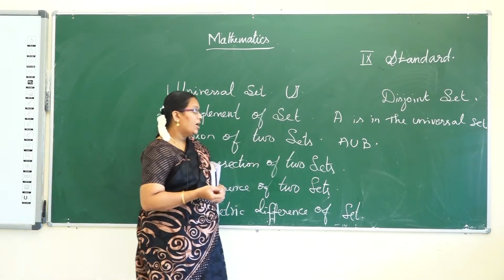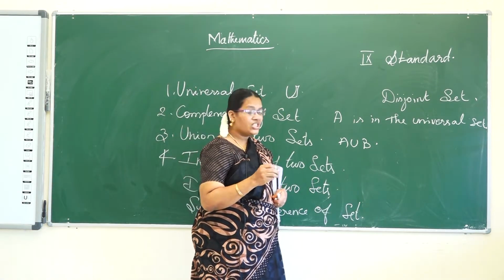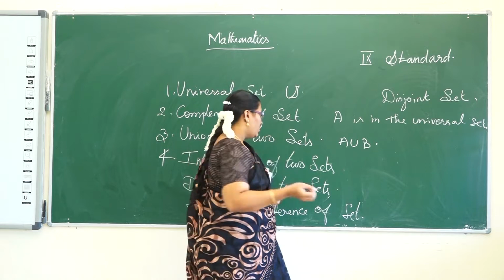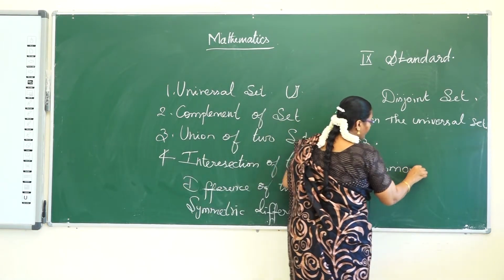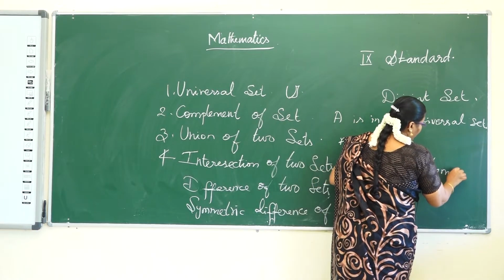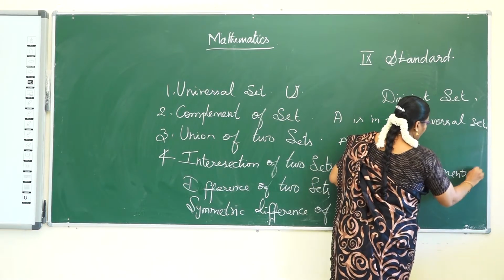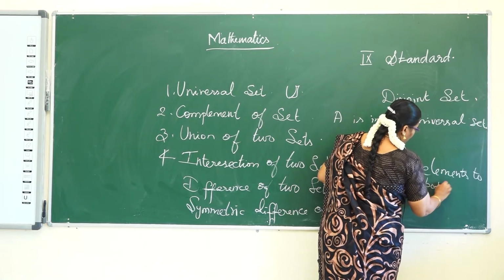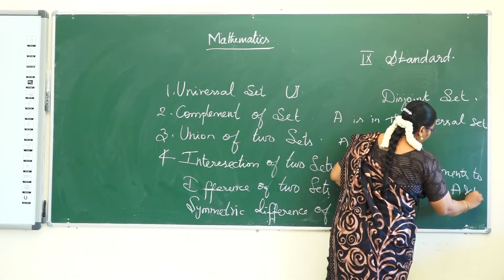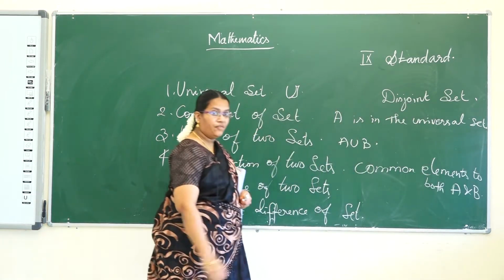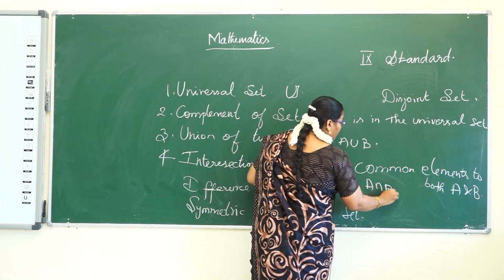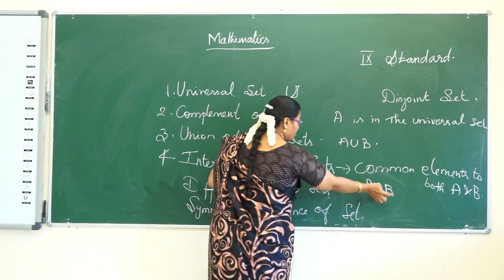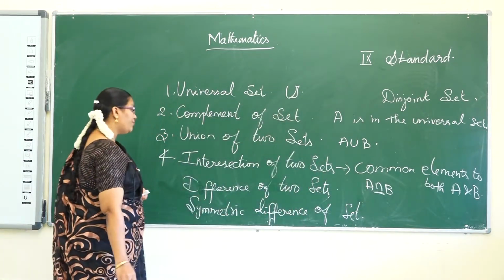And next one, intersection of two sets. It has two sets A and B. So common elements to both sets A and B. This is called the intersection of sets. It is denoted by A intersection B. And then difference of two sets.